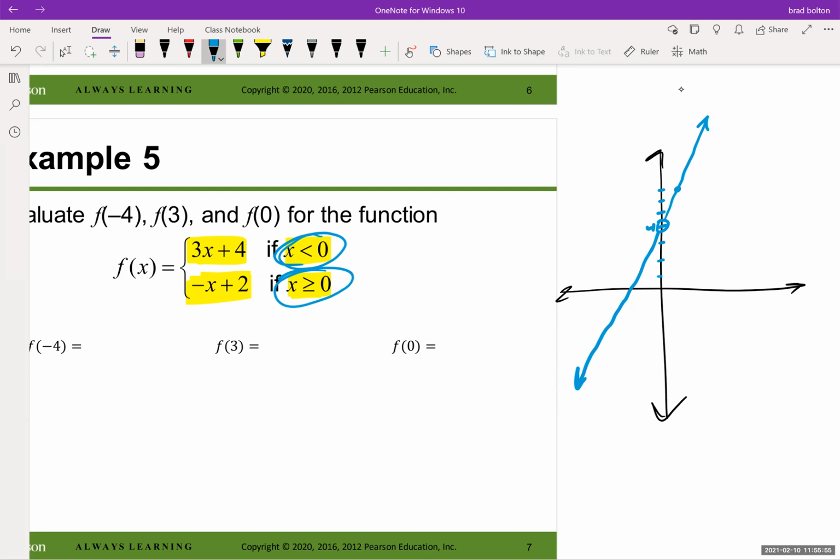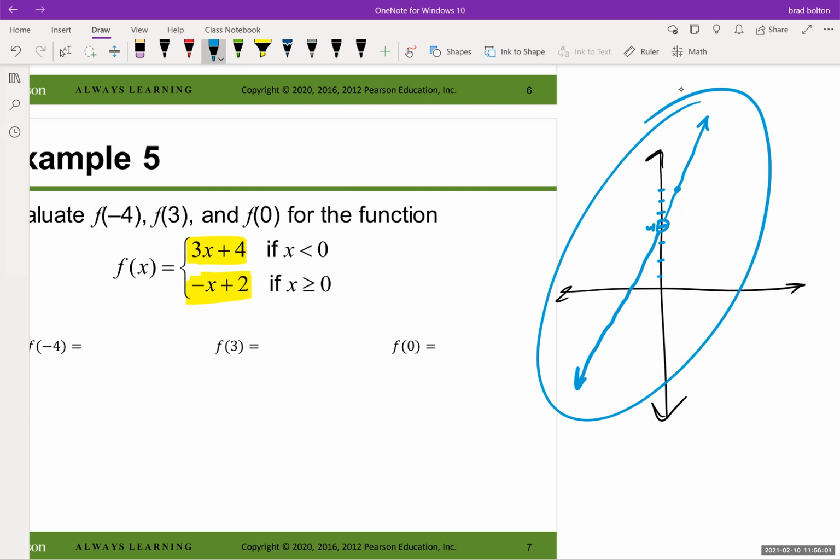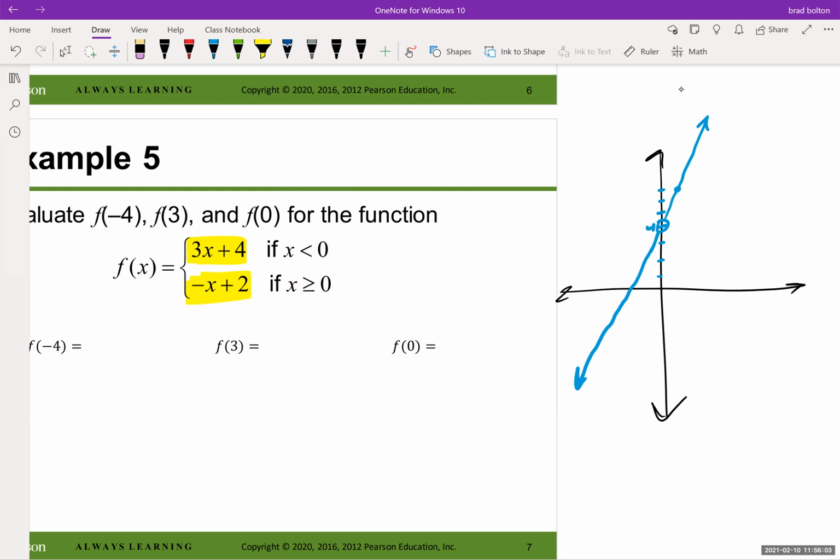Okay. Now here's the thing. Just so we're clear, this is the line 3x plus 4. However, they said they only care about this line if x is less than 0. So I have to erase this. That part of the line is gone. So what I do is I draw the whole line and then I erase the part that we don't care about.